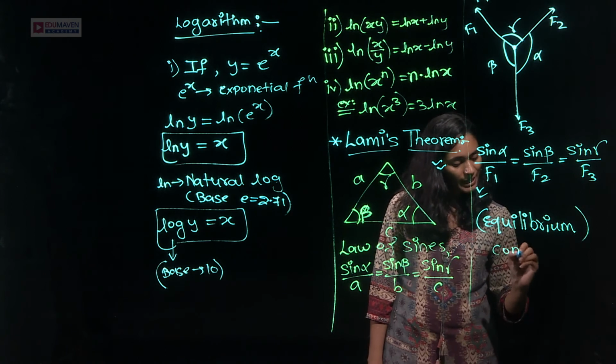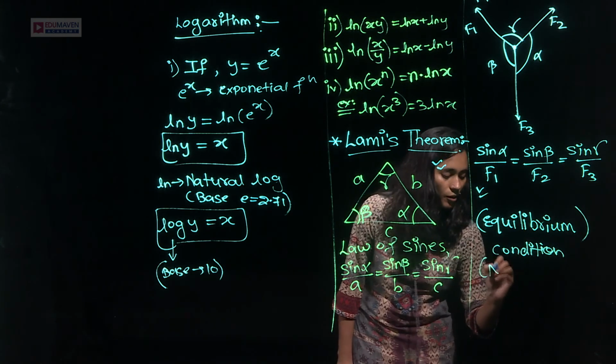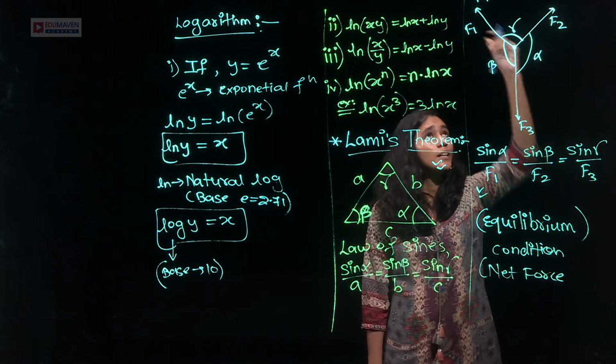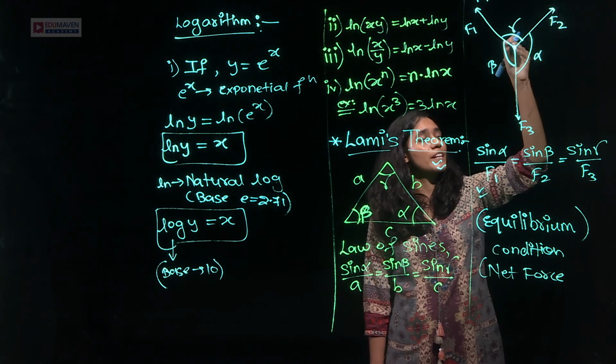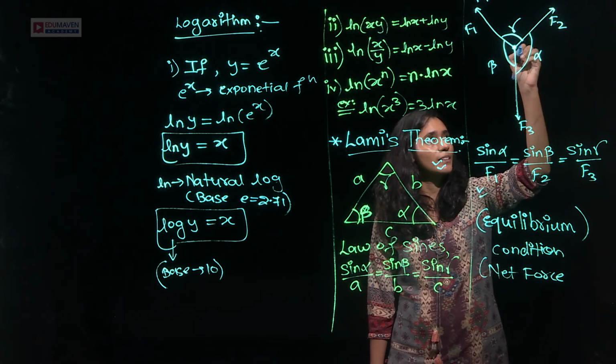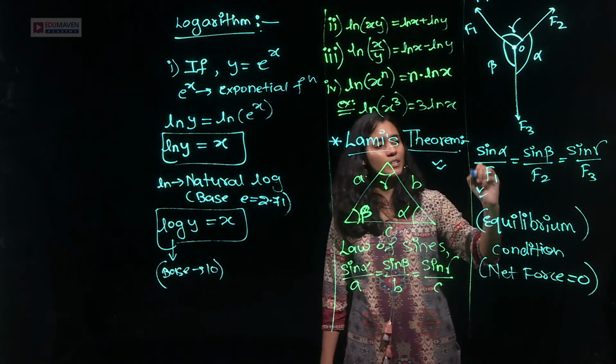When I say equilibrium condition, that means the net force or the total force should be 0 at this point. That means F1 is acting from here, F2 is acting from here, F3 is acting from here, and the net force at this point is 0. Then only we can use this formula.